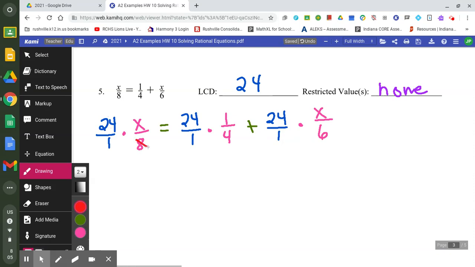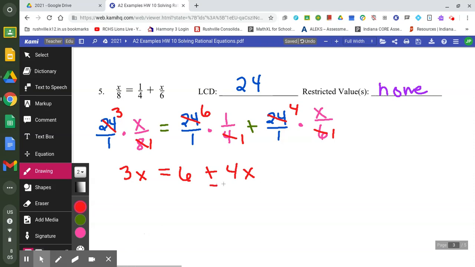So I know that 8 goes into 8 once, 8 goes into 24 3 times. So now I have 3x equals 4 goes into 4 once, 4 goes into 24 6 times, 6 goes into 6 once, 6 goes into 24 4 times, and then I'm ready to solve for x.